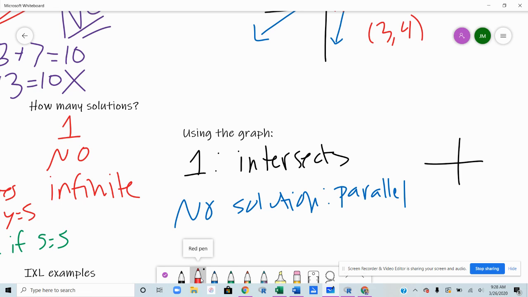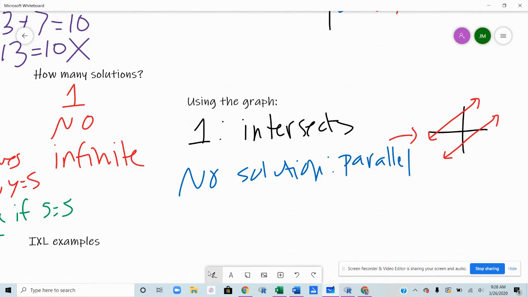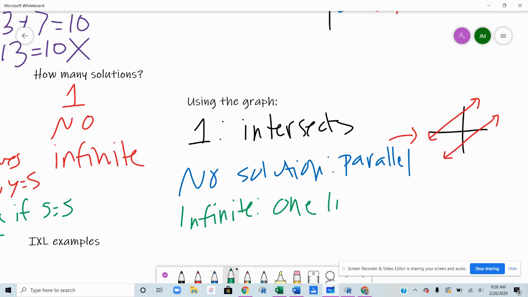You might have lines like this. They never touch. That is no solution. And then the last one, infinite. Infinite means that every single answer for one line works for the other line. You have infinite solutions if you just have one line, or if your lines are the same.